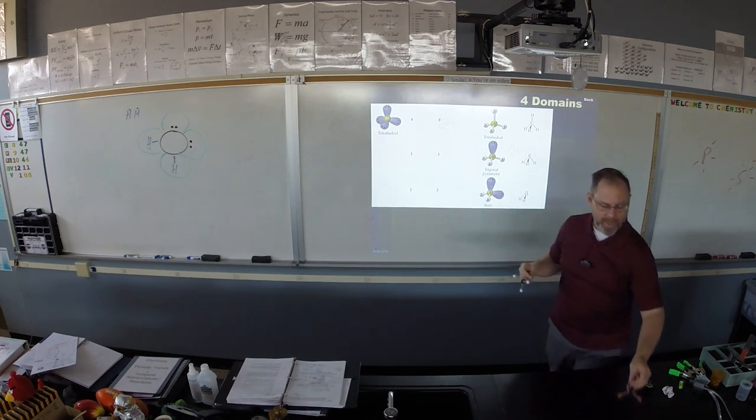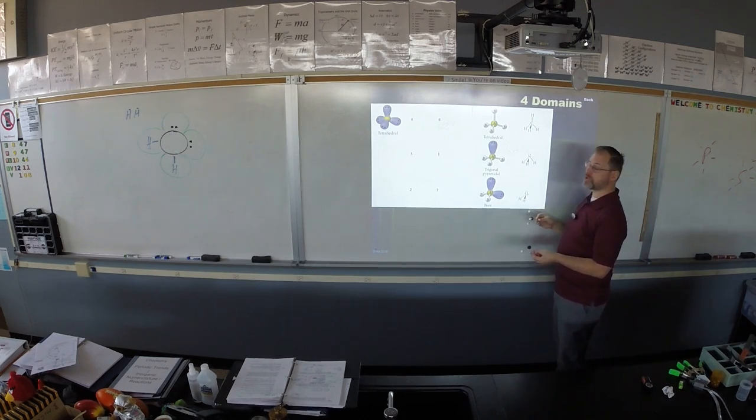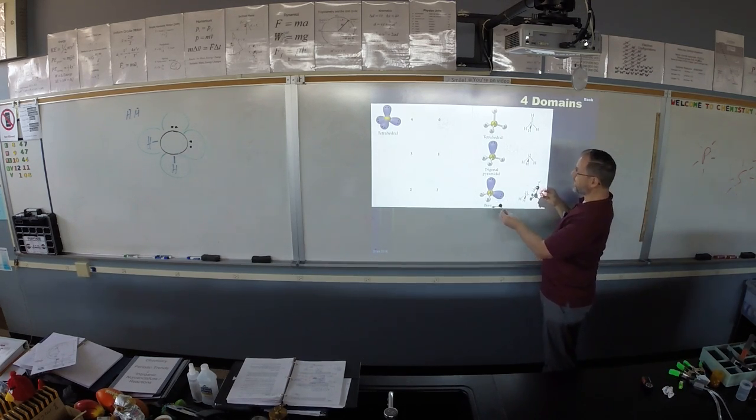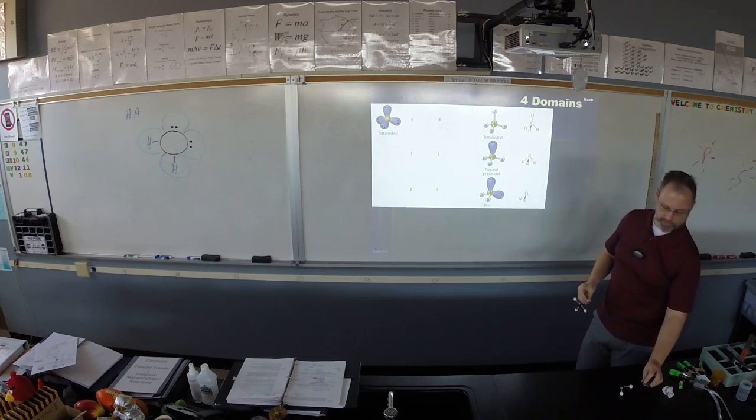All right. If half of your domains are bonding and half of them are unshared, then you get bent. So here's your tetrahedral, and here's your bent molecule. Water molecule is a bent molecule. So the bent molecule, you've got 2 bonding domains and 2 unshared domains.